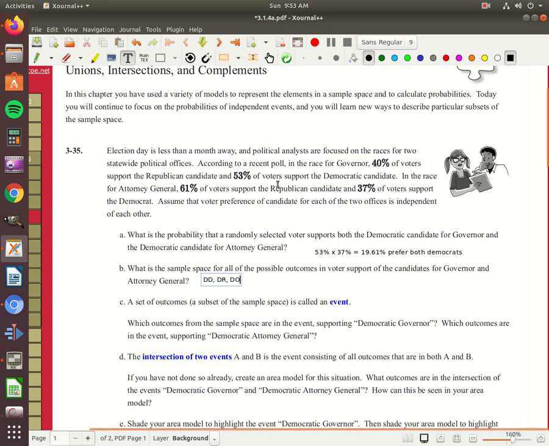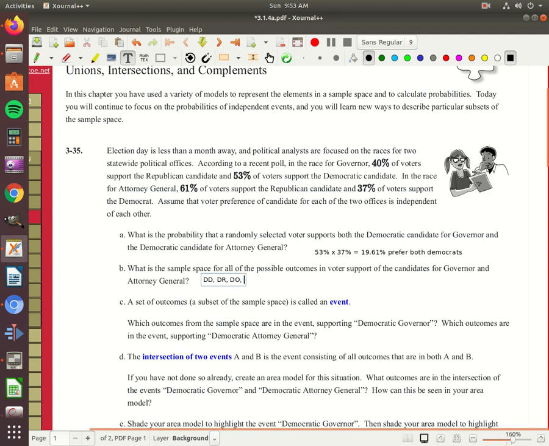This only adds up to 93% of people that want the Democratic governor. So if you like the Democratic governor, and there's only 98% of the people that like the Republican and Democratic Attorney General, there's an other there that's not being counted. 7% of people like someone else besides a Democrat and Republican, and 2% of people for Attorney General like someone else. So don't forget about that. So that's Democrat, Democrat, Democrat, Republican, Democrat, other.